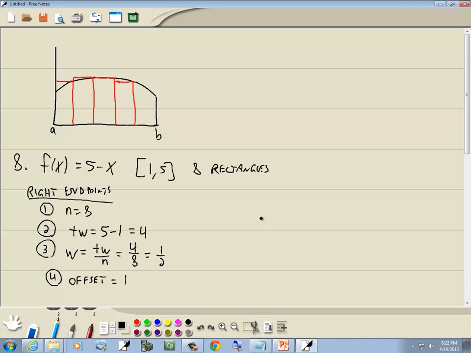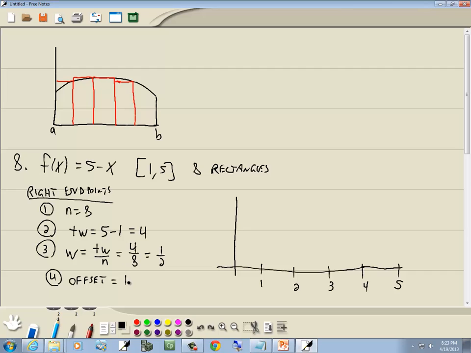Now right endpoints. Let's talk a little bit about that. Okay, so we're going from 1 to 5. So here's 1, 2, 3, 4. That should be a straight line, but you get the idea. 5. And we're looking at this graph right here.